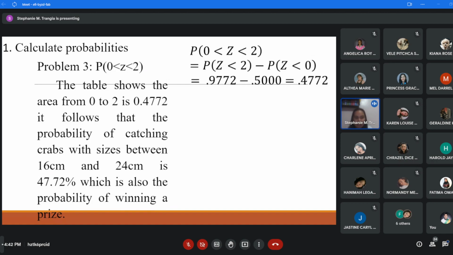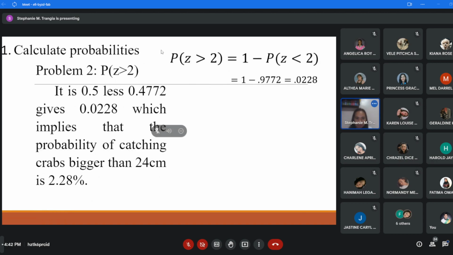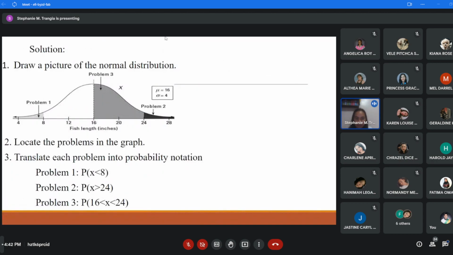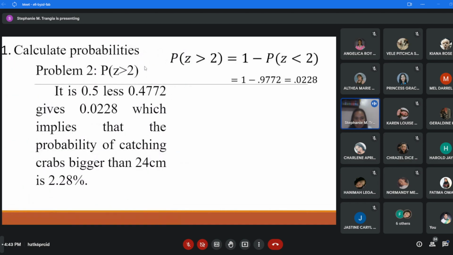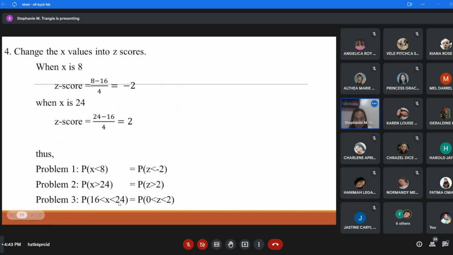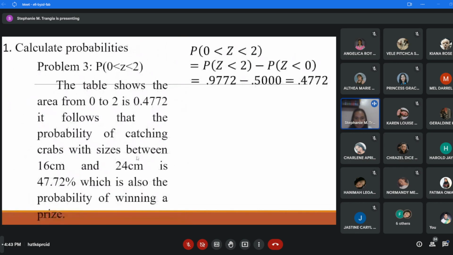Okay? This time, the area is at the center. Kung nakita ninyo, kani siya, medyo light colored, 16 to 24 na problem. Okay. So ganiha, the probability of catching crabs greater than 24 is 2.28%, di ba? Karon agto ta sa ikatulo, in between. So, kung in between kani siya class, ingani yung buhaton. Kani siya, this is problem number 3. This will answer probability of catching crabs between 16 to 24 centimeter.